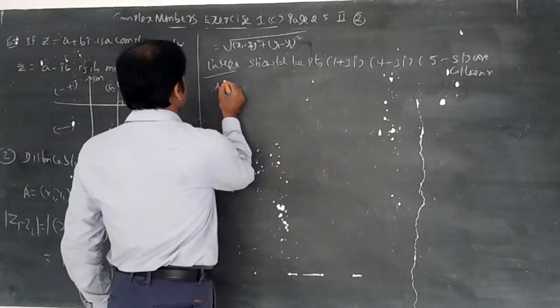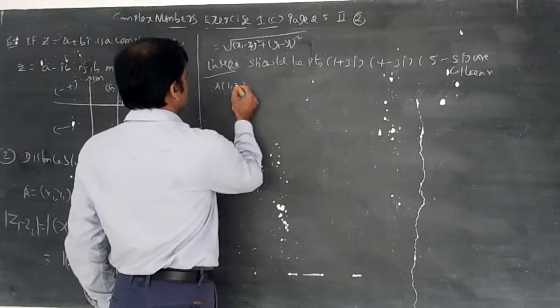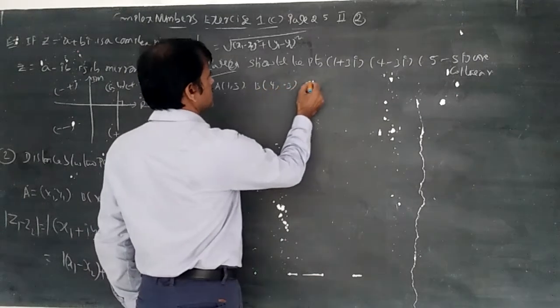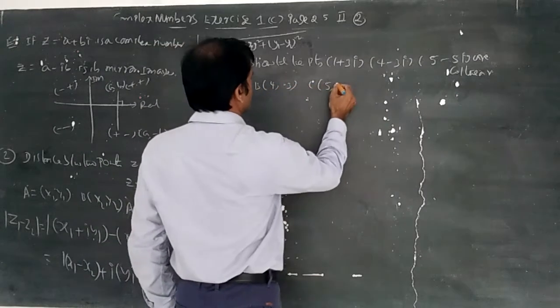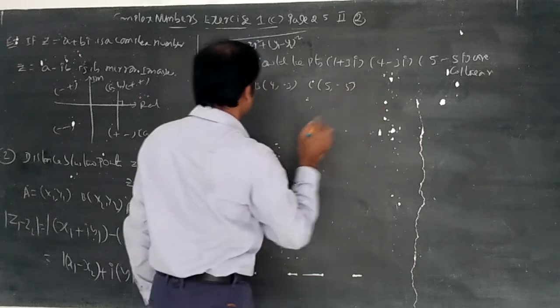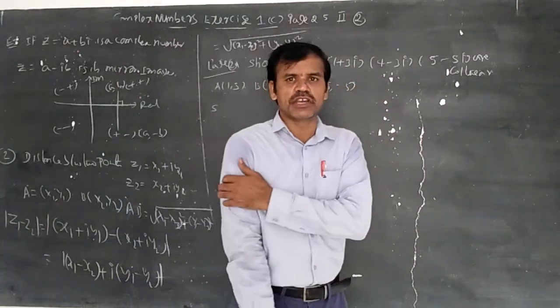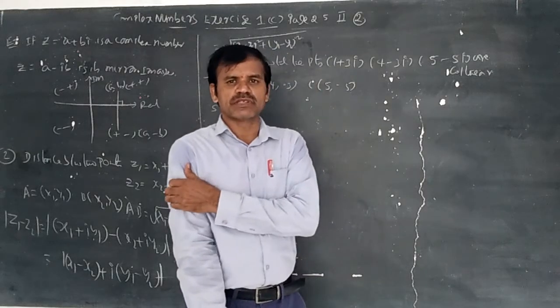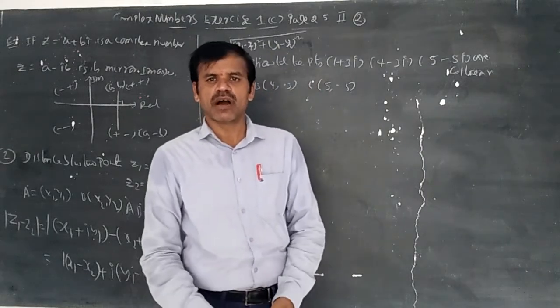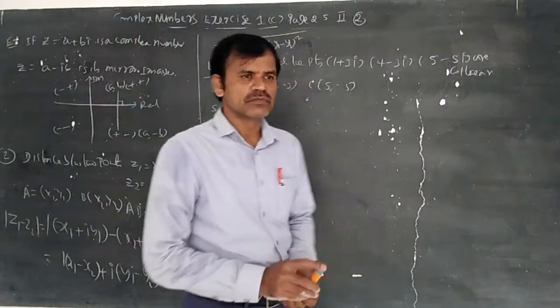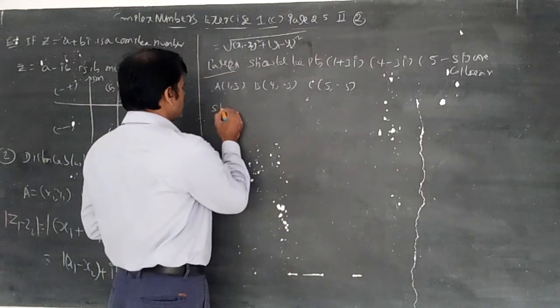Now let us write here A (1, 3), B (4, -3), C (5, -5). Same old concept used. What is the old concept? To prove that they are collinear, slope of AB is equal to slope of BC, or area of triangle is equal to 0. Any method you can do.